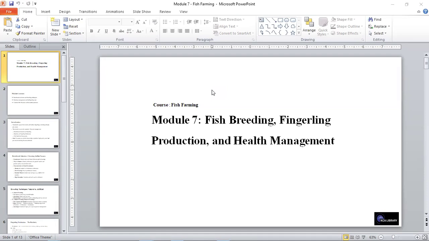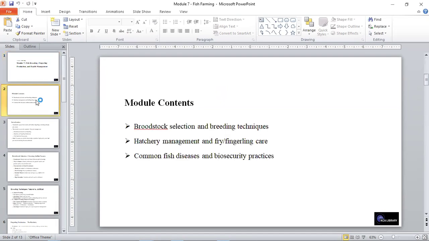We'll be considering Module 7 and the topic is fish breeding, fingerling production and health management. The content of the module that will be covered include broodstock selection and breeding techniques, hatchery management and fry or fingerling care, and lastly, common fish diseases and biosecurity practices.